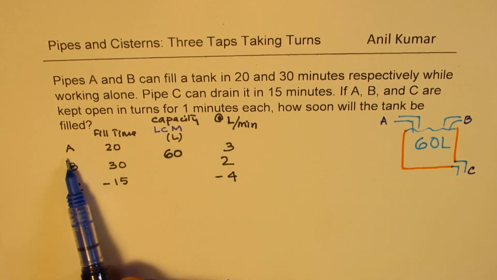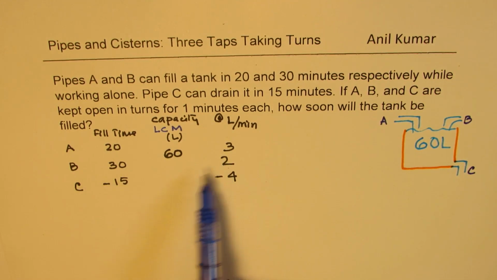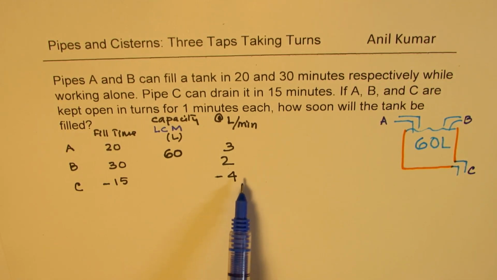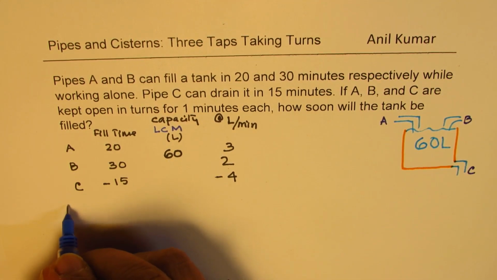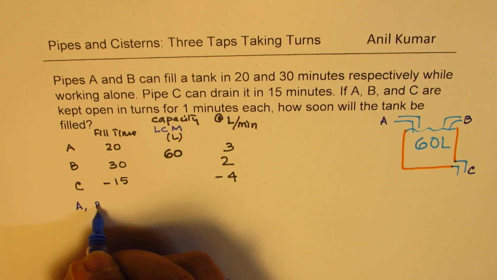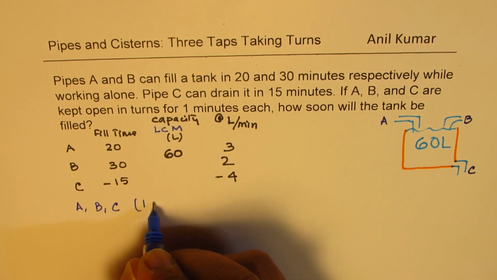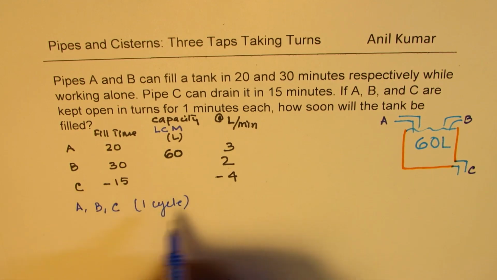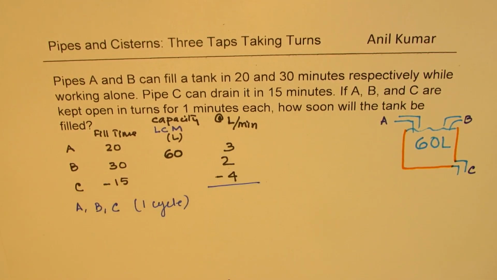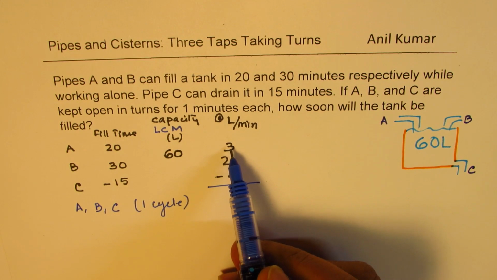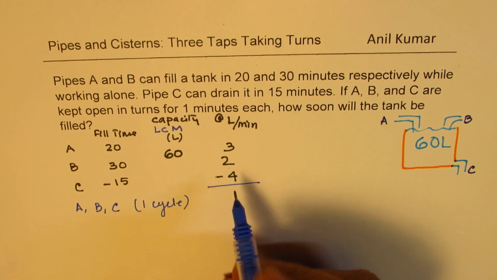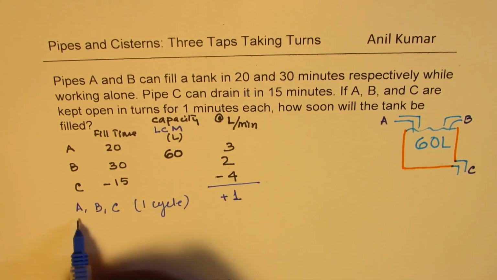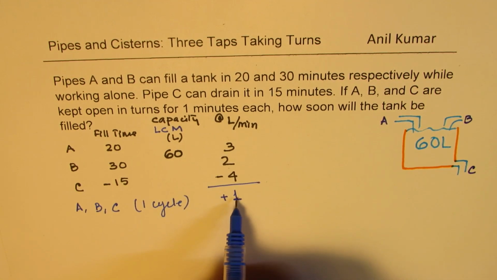So in 1 minute, A will fill 3 liters, B will fill 2 liters, and C will drain 4 liters. So basically, if you look into these operations, if I go one cycle, A and then B and then C, that is one cycle, right? This cycle will result into what? A will add 3 liters, B will add 2 liters, so 5 liters have been added, 4 taken away, so we have positive 1. So after every cycle, we have 1 liter, right?